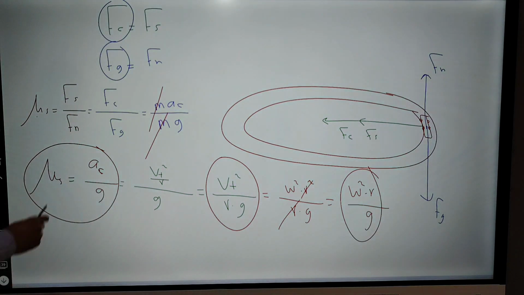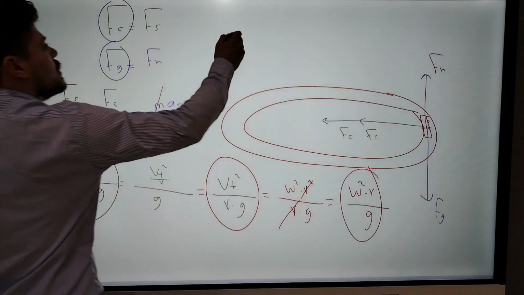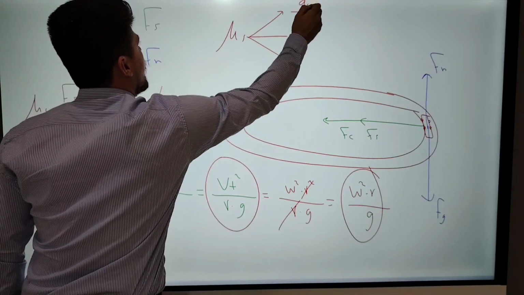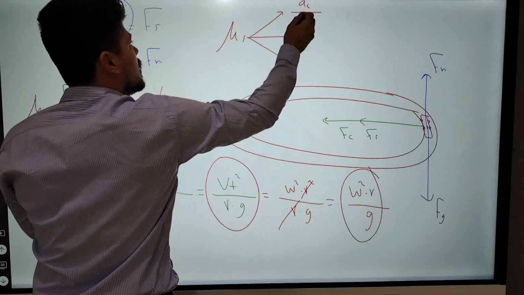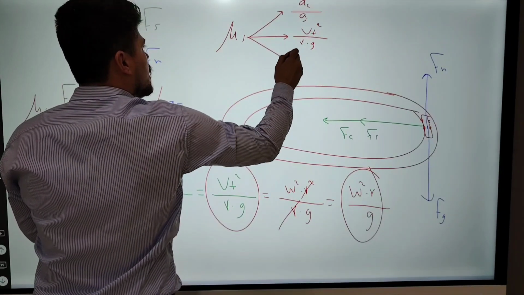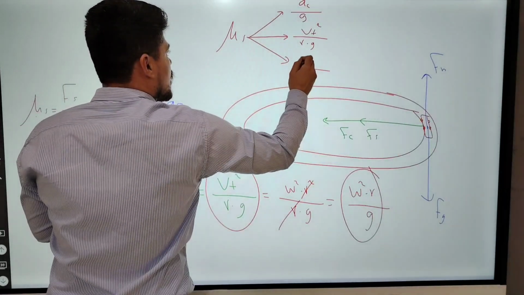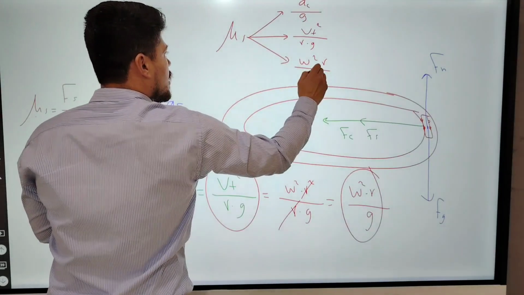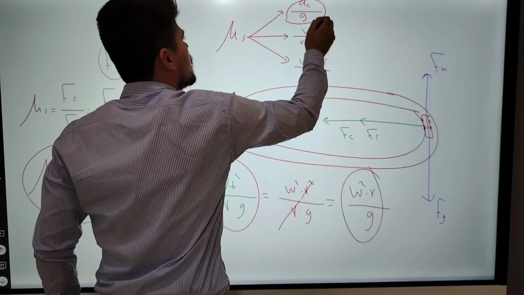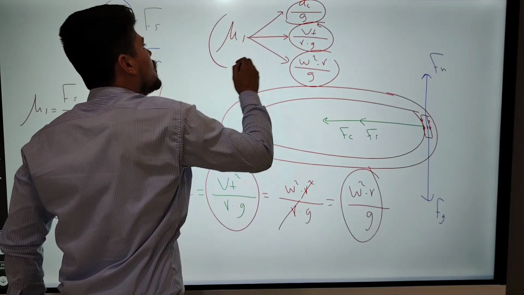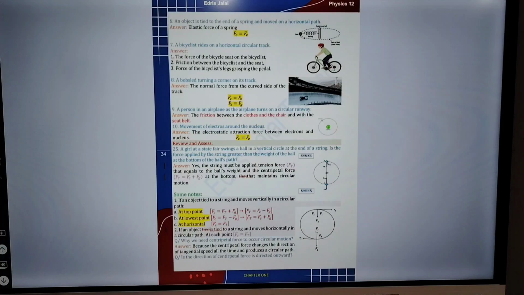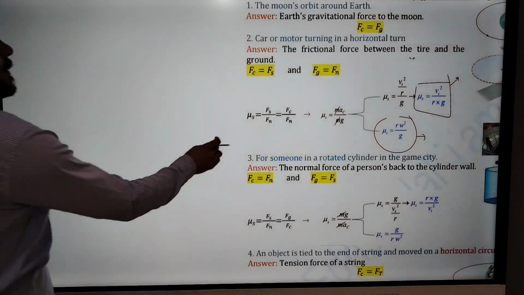How many equations do we have to find mu s? We have three equations to find mu s. The first equation, ac over g. The second equation, vt squared over rg. And the third equation is omega squared r over g. By using these three equations, we can find what? The coefficient of static friction. Okay? Okay, guys.